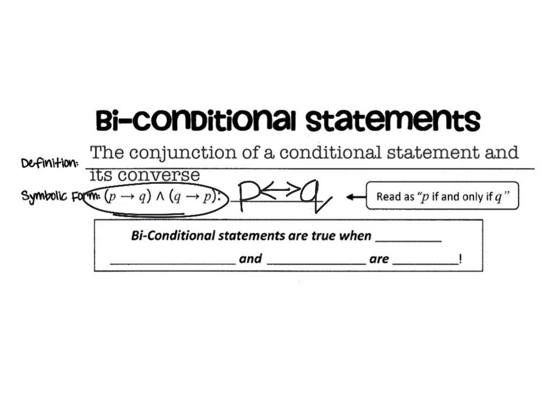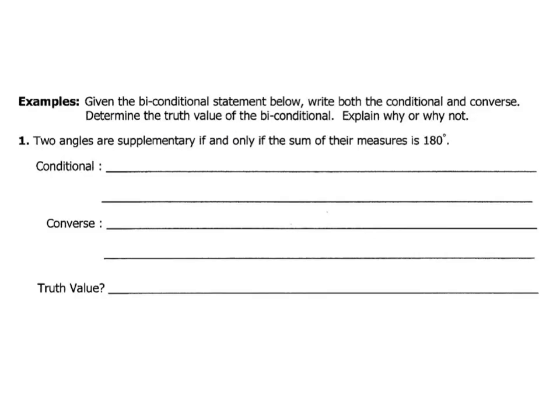Another important thing to remember about biconditional statements is that they are only true when both the conditional and its converse are true, because it's a conjunction. All right, let's go through a couple examples.